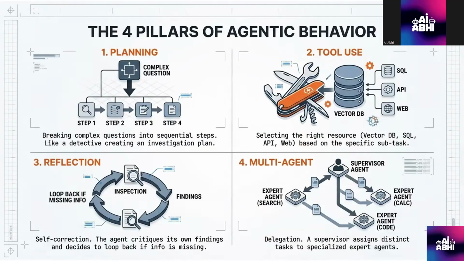As you can see in this slide, it is built upon four core patterns. Remember this, because everything else that we talk about today builds on them. The first pattern is planning. The agent breaks a complex question into steps. Compare 2023 and 2024 policies becomes: step one, find the 2023 policy; step two, find the 2024 policy; and then compare.